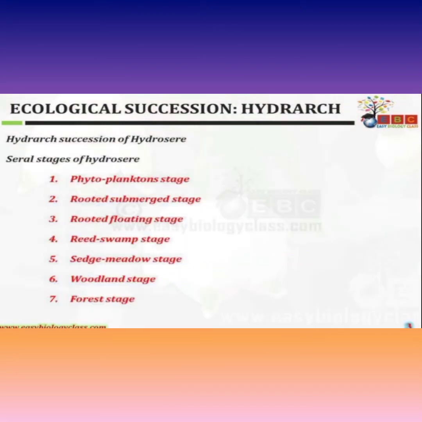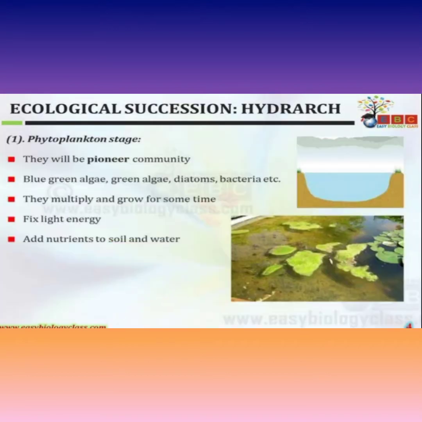It includes several stages. First is the phytoplankton stage, then the rooted submerged stage, then the rooted floating stage, then the reed swamp stage, sedge meadow stage, woodland stage, and finally the forest stage. First is the phytoplankton stage. There will be a pioneer community: green algae, diatoms, bacteria. These are the organisms established first, hence it is known as the pioneer community.